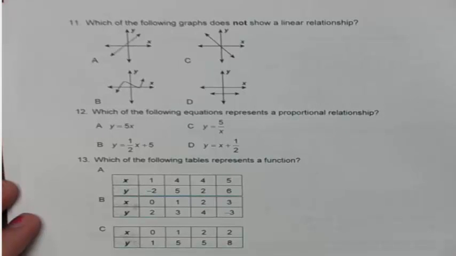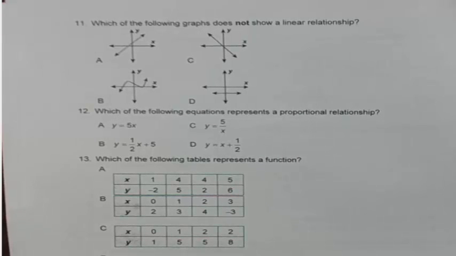Number 12. Which of the following equations represents a proportional relationship? A. Y is equal to 5x. B. Y is equal to 1/2 x plus 5. C. Y is equal to 5 divided by x. D. Y is equal to x plus 1/2. Number 13. Which of the following tables represents a function?